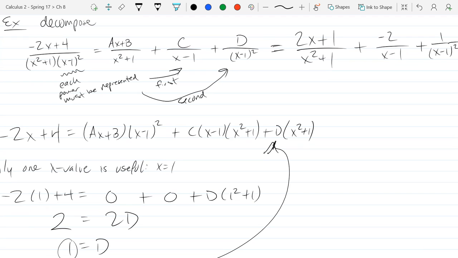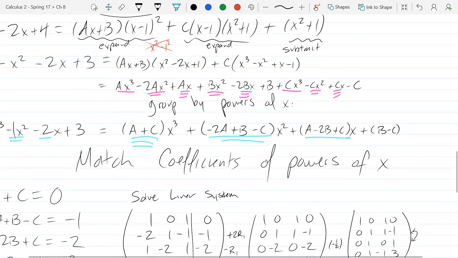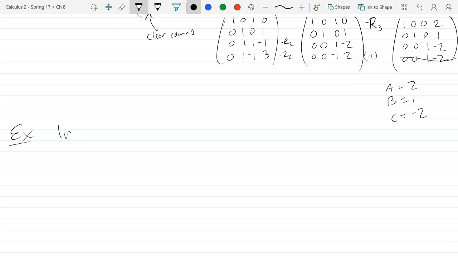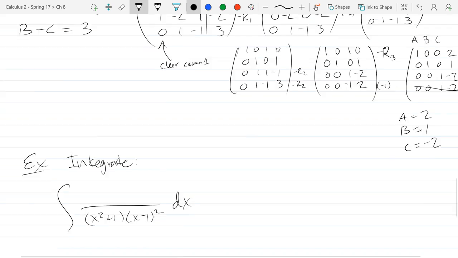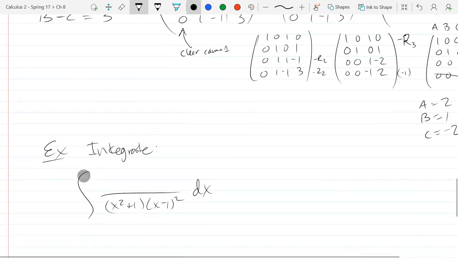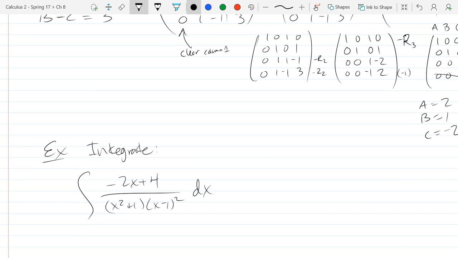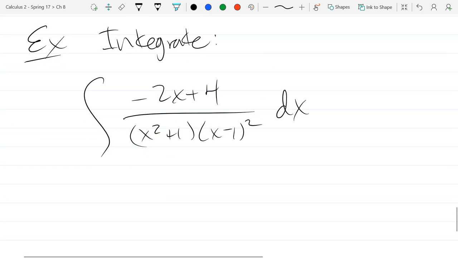So let's turn this into an integral right here. So our next example, integrate. So if I ask you to integrate this problem, it doesn't look like any of the forms we've done at all. You could try u-sub, maybe you'll get lucky, but hopefully it was chosen so you won't get lucky and be able to knock it out with one clever u-sub. So u-sub probably won't work here.